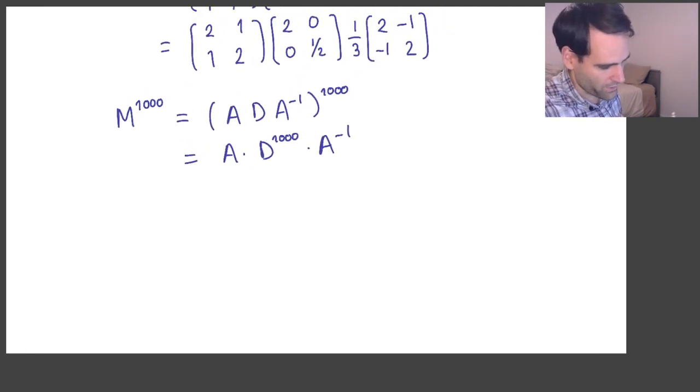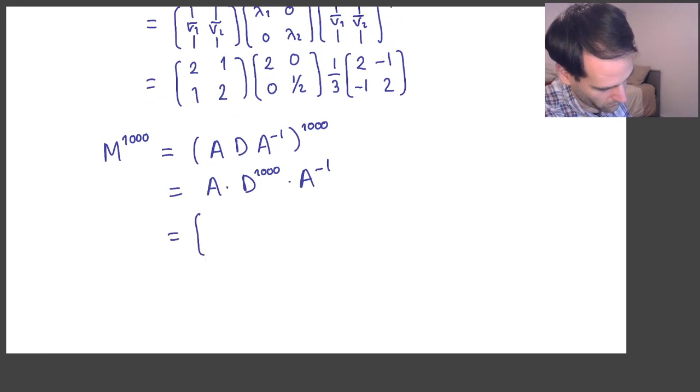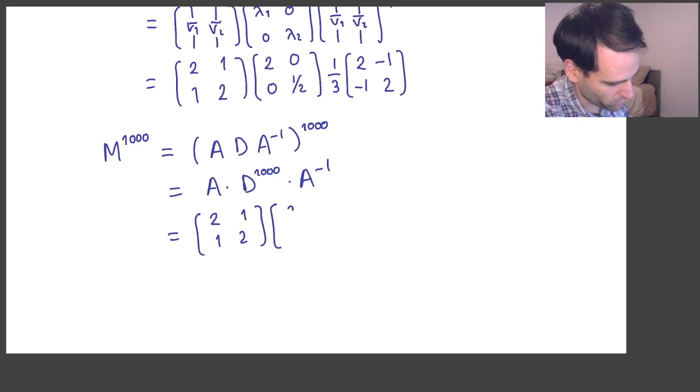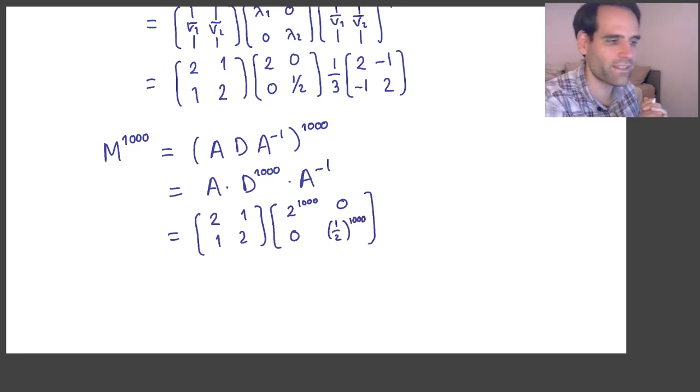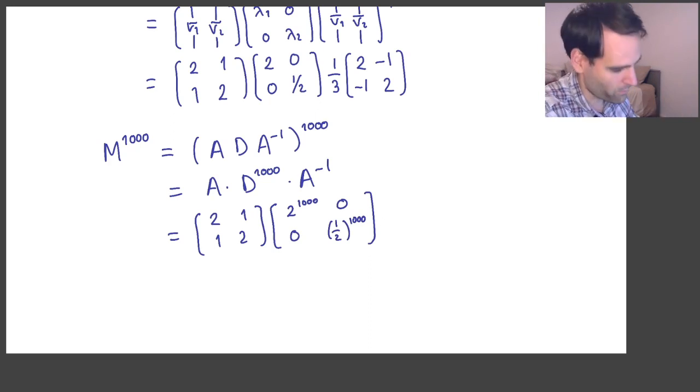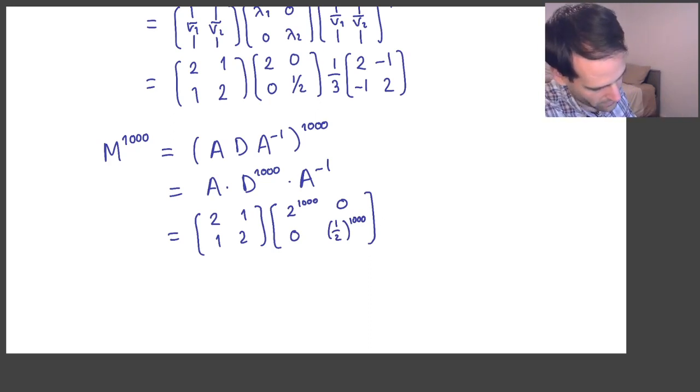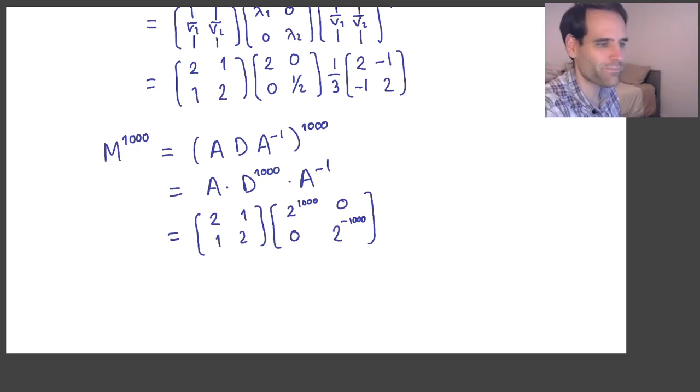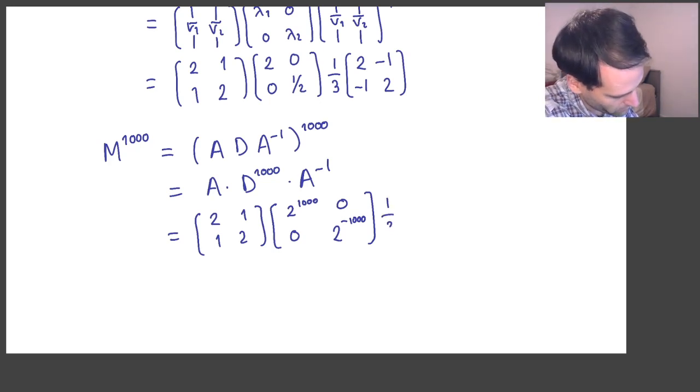Okay. And you can write this very easily. So A is (2, 1; 1, 2). D to the power 1000 is simply 2 to the power 1000, 0, 0, and 1/2 to the power 1000. And that's because it's a diagonal matrix and you can very easily calculate the powers. We could actually write this, instead of as 1/2 to the power 1000, as 2 to the power minus 1000, right? It's the same thing. Times the inverse matrix, which is 1/3 of (2, -1; -1, 2).